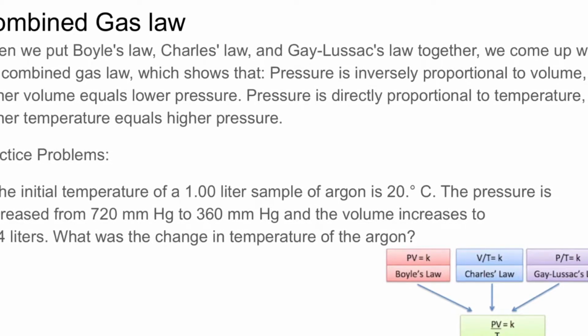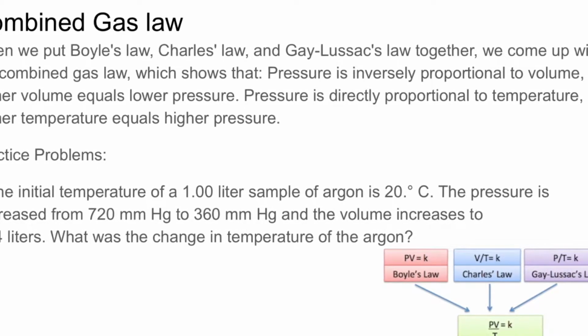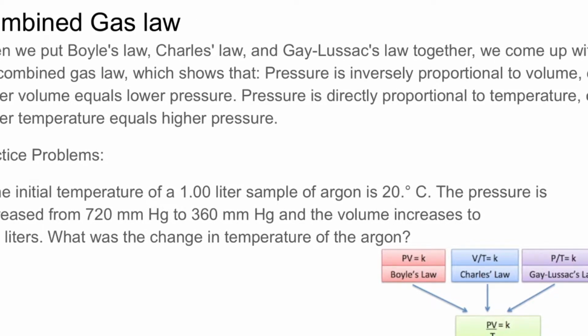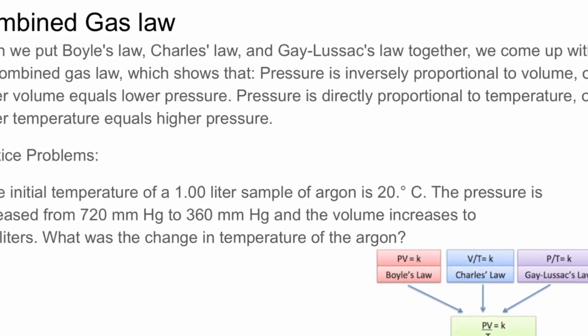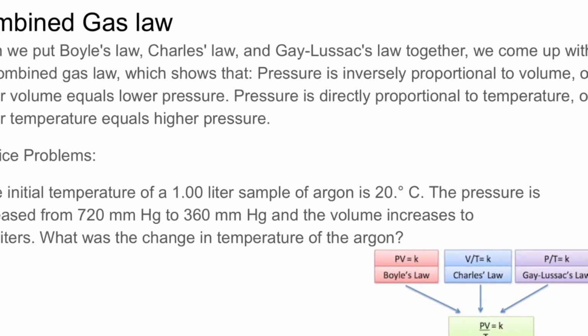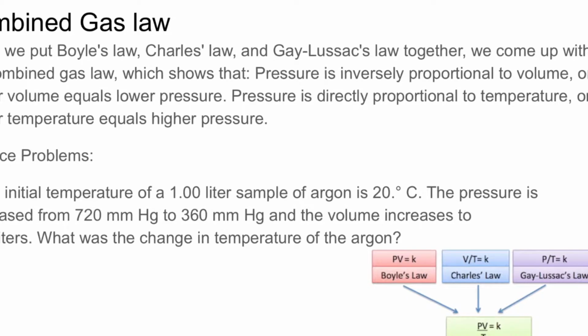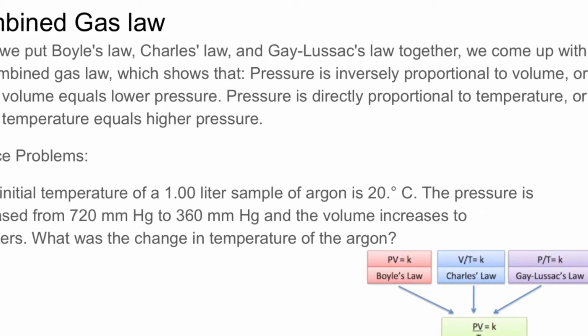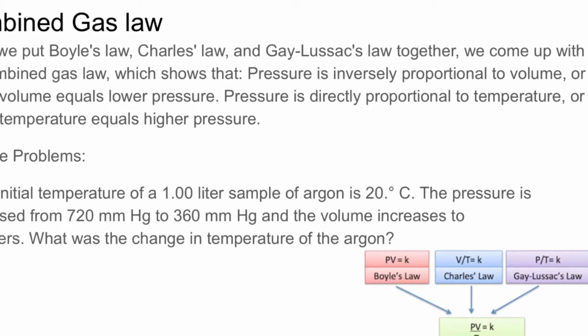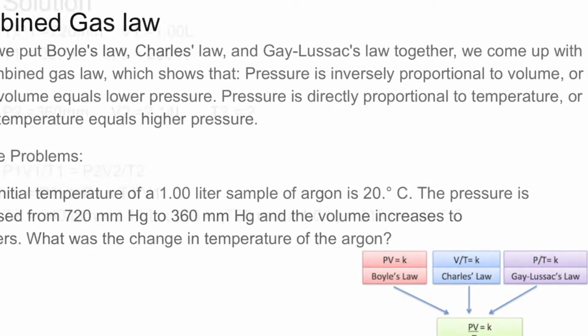Practice problems. Number 3. The initial temperature of 1 liter sample of argon is 20 degrees Celsius. The pressure is decreased from 720 mmHg to 360 mmHg, and the volume increases to 2.14 liters. What was the change in temperature of the argon?